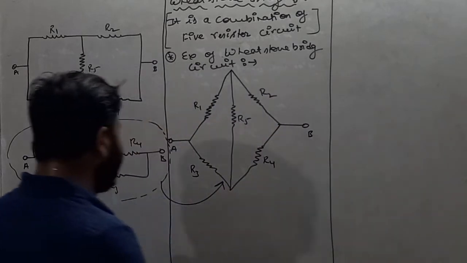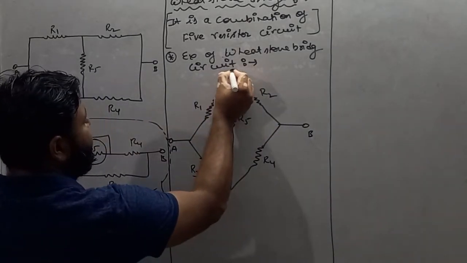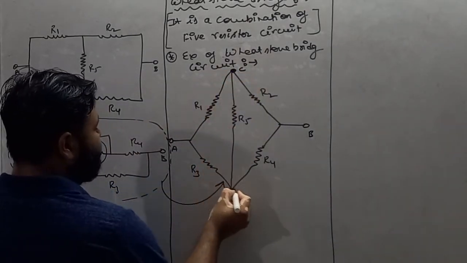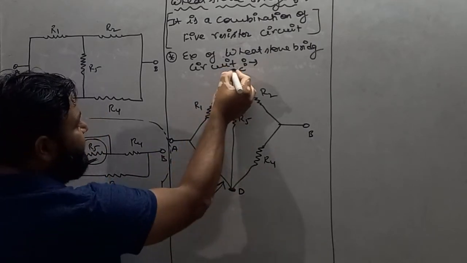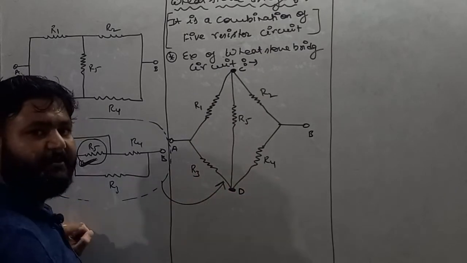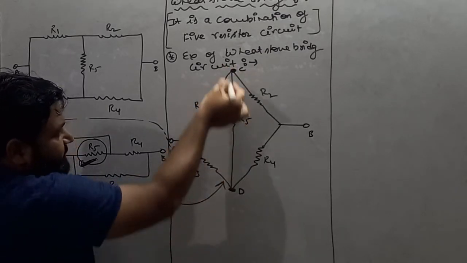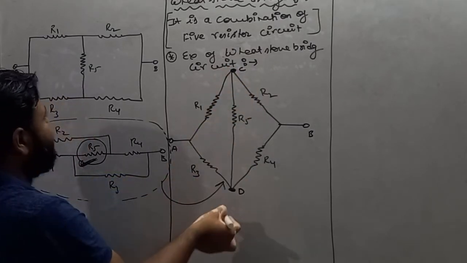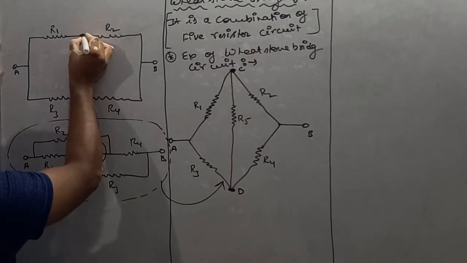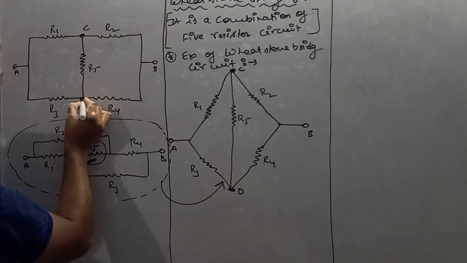Now see my dear student, let's suppose this point is C and this point is D. So this R5 resistor is connecting point C and point D with each other. Here also, let's suppose I am taking this point to be C and this point to be D.